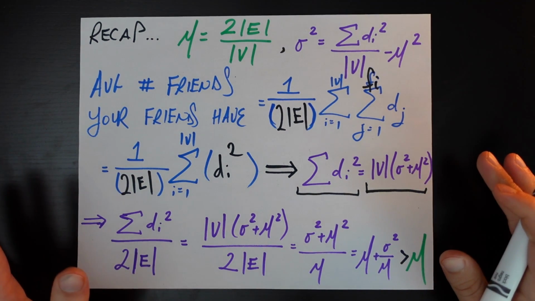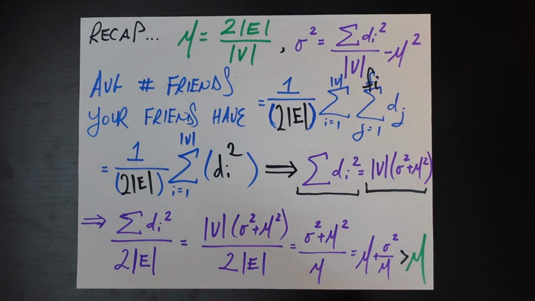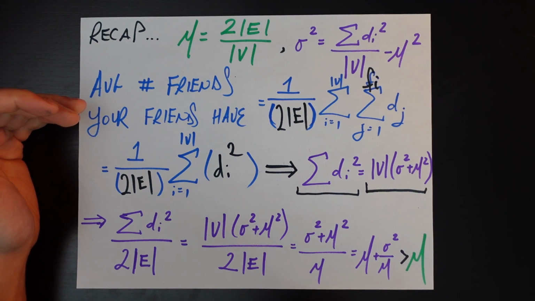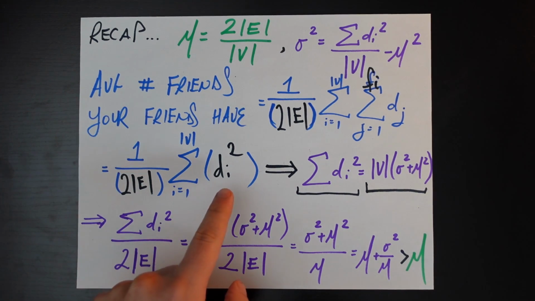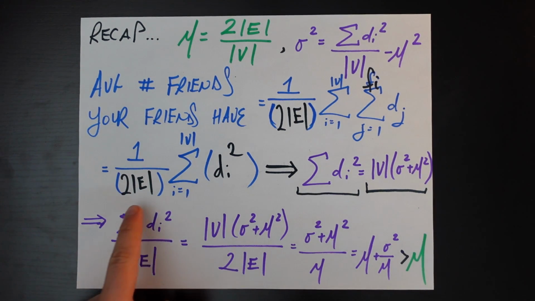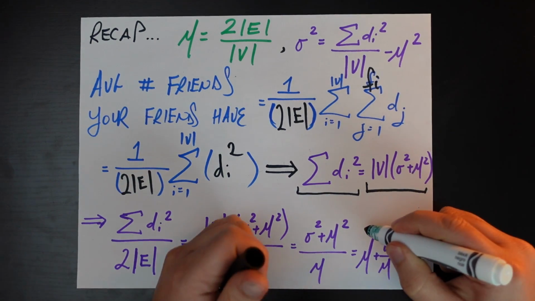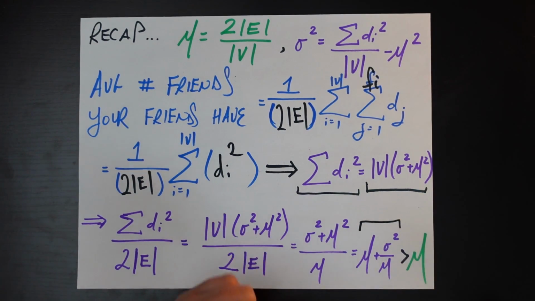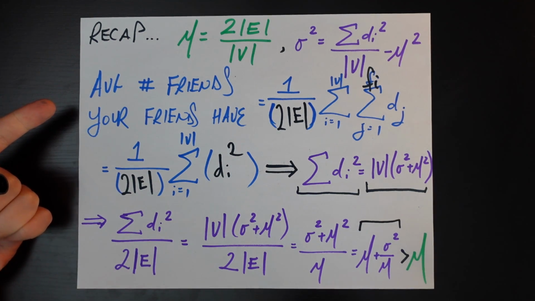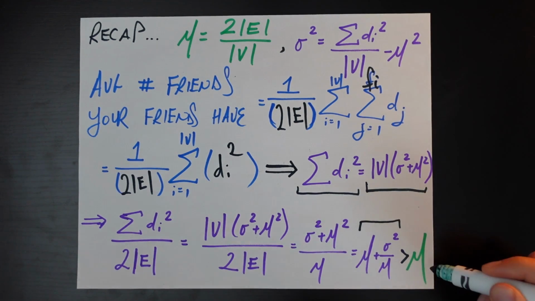Whew, let's take a deep breath there. I know that wasn't a trivial amount of math, but let's calmly walk through what we have shown here. The average number of friends that your friends have, we said, was the sum of the squared degrees of everyone in the graph divided by 2 times the number of edges in the graph, which is exactly what's written right here. We showed that that is equal to mu plus sigma squared divided by mu. And this thing, here's the last thing we need to say. This thing, which is the average number of friends that your friends have, is greater than mu.